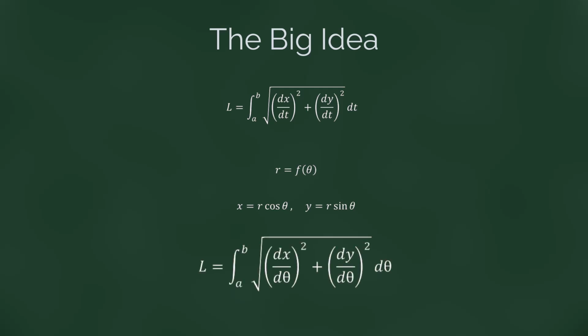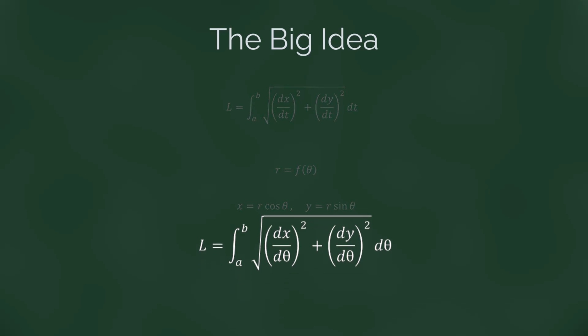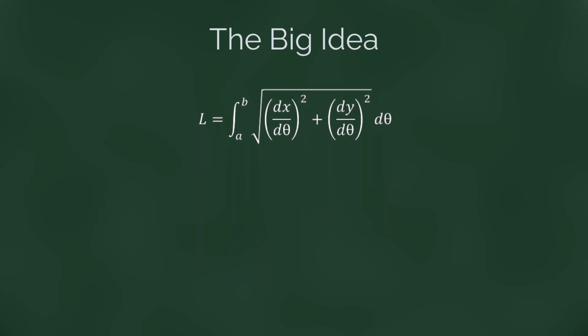Replacing t with theta gives us that the arc length of a curve between the values theta equals a and theta equals b is going to be the integral of the square root of dx d theta squared plus dy d theta squared d theta. Ideally, we'd find a way to simplify this formula so that we don't have to rewrite our polar equation in terms of x and y. We can use the familiar relationships between x, y, r, and theta in order to do this.